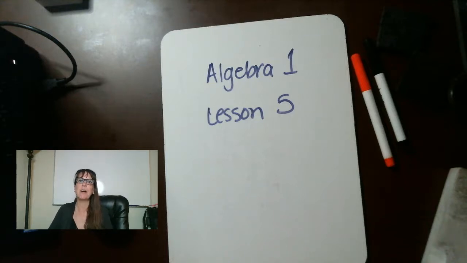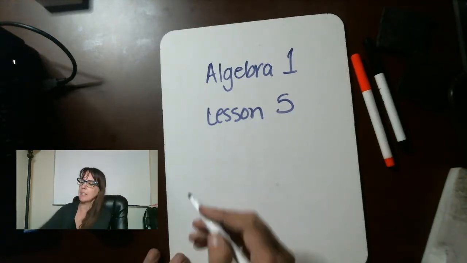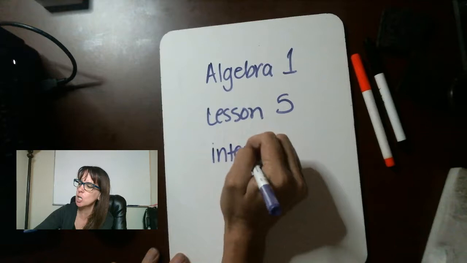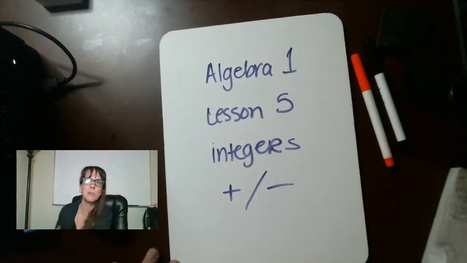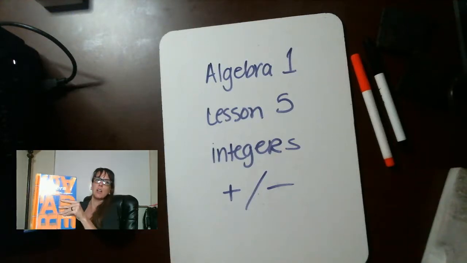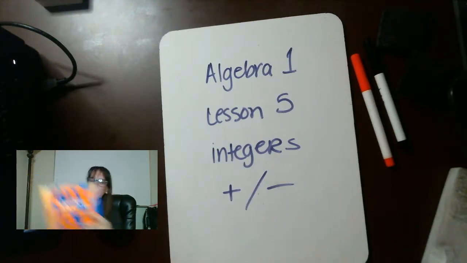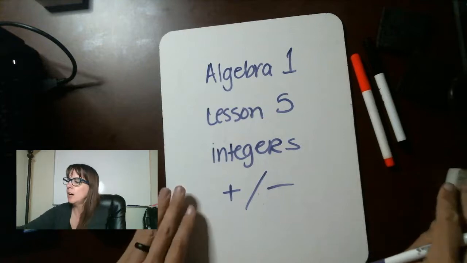Today we're going to be talking about integers. So exciting. I should have written that on here. Integers. That is positive and negative numbers, and we're going to be adding and subtracting those. If you're following along at home, Algebra 1, third edition for the Saxon book, Lesson 5.